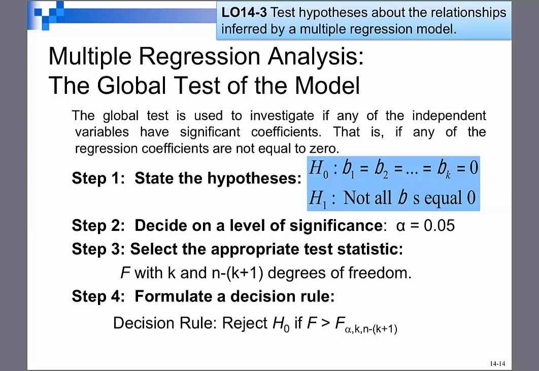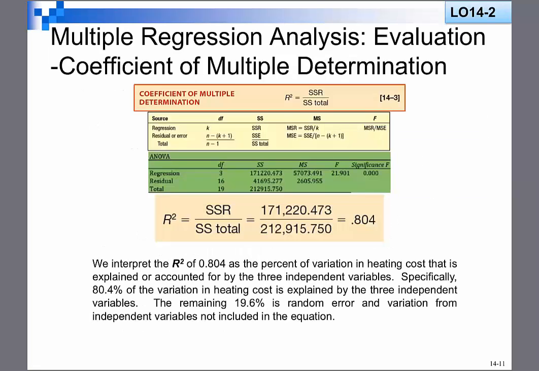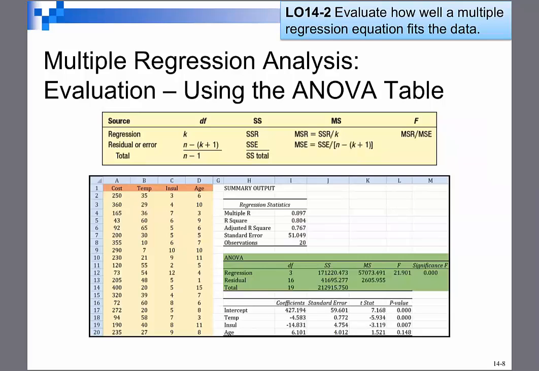If any of the regression coefficients are not equal to 0. After we get all of our betas, what do I mean? I mean that when we have our regression output and that output gives us a certain amount of betas, the question is, are they statistically significant? That's what the global test is trying to help us understand.